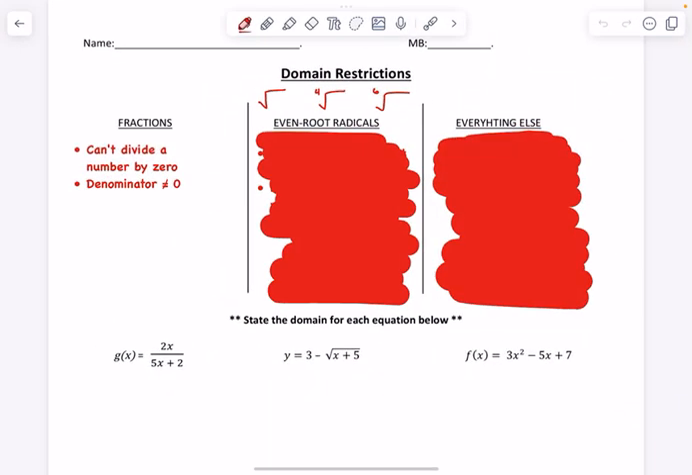We're just going to talk really quick about some domain restrictions if you're ever working with operations with functions or maybe compositions. But you basically have two things to worry about, and that's going to be fractions and even root radicals. So just going to do one of them at a time. When you're doing fractions, what you have to take into consideration is that you can't divide anything by the number 0, right? So your denominator of your fraction can't equal 0.